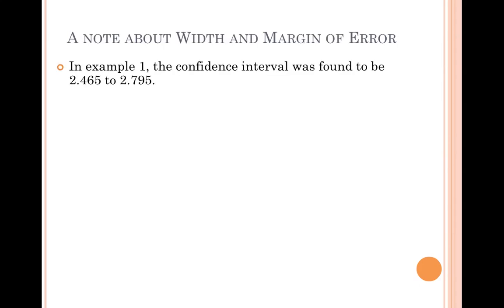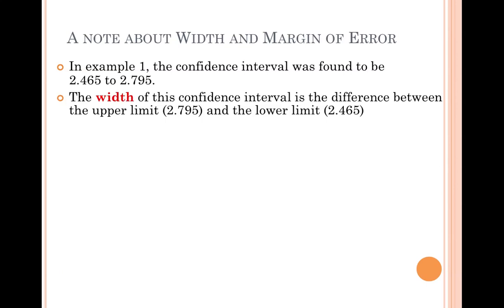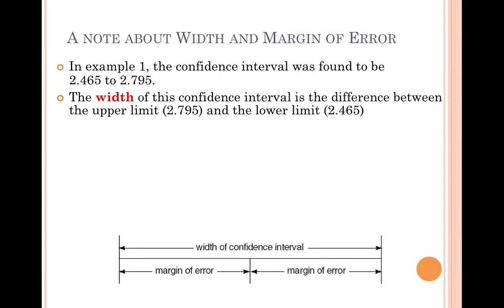A note about the width and margin of error. In example 1, we found our confidence interval to be 2.465 to 2.795. The width of this confidence interval is the difference between the upper limit and the lower limit. So if we have to find the width, we simply take 2.795 and subtract 2.465.